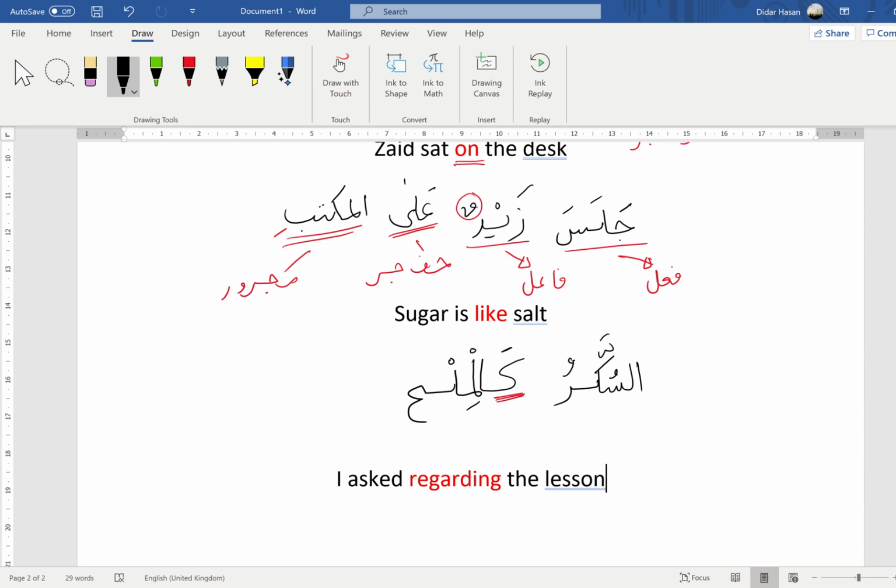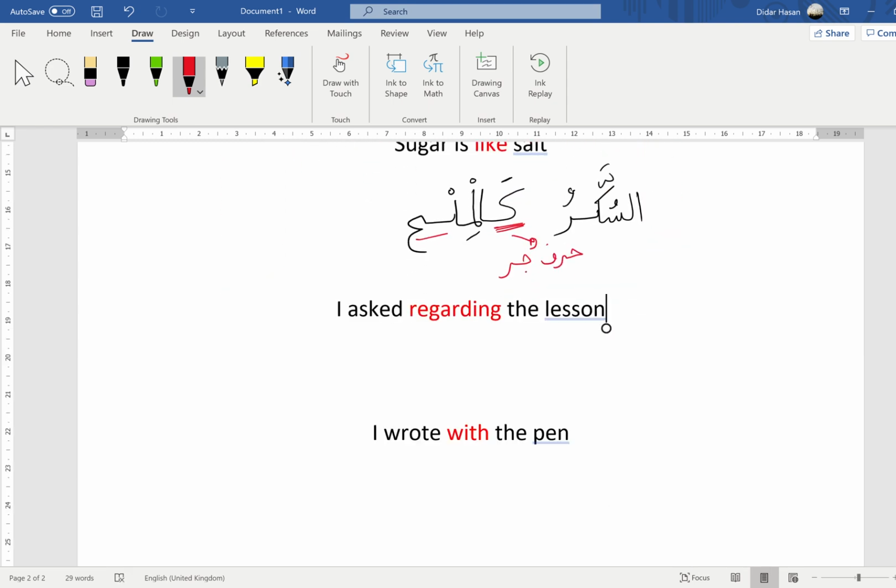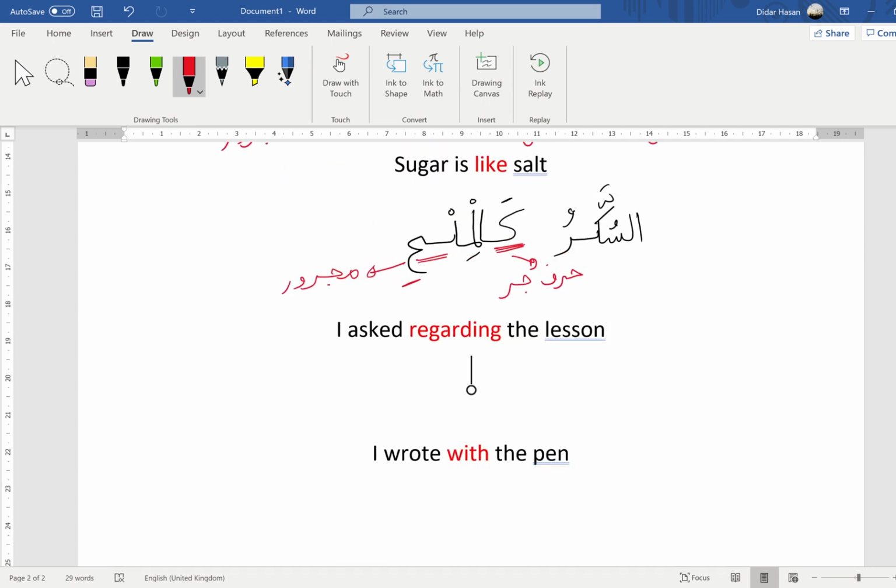Okay, so as-sukkaru is dhamma because it's a mubtada. So it's a noun and it's a mubtada. And the ka is what we're looking for, which is the harfu jar. And al-milh, what will we call this? Say before me. What will this be called? It is the majroor. So because it's a majroor, we get a kasra. As-sukkaru kal-milhi. Okay, let's do two more examples, then you should have mastered this.